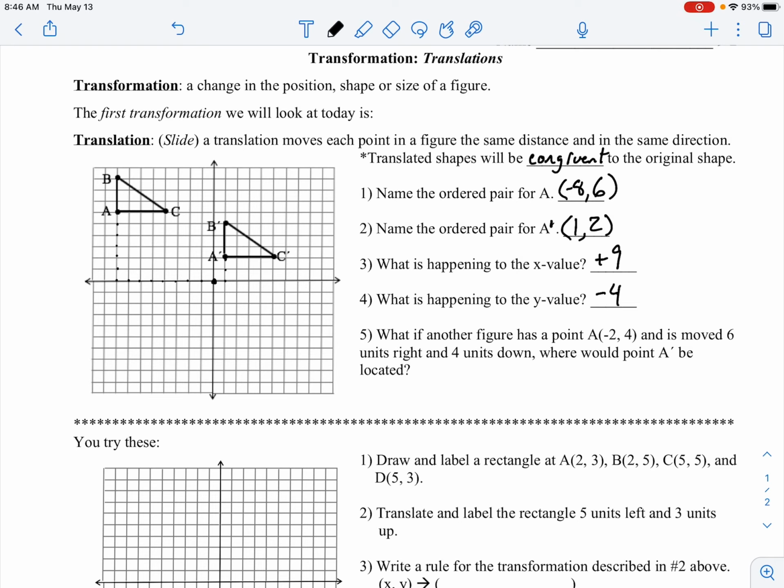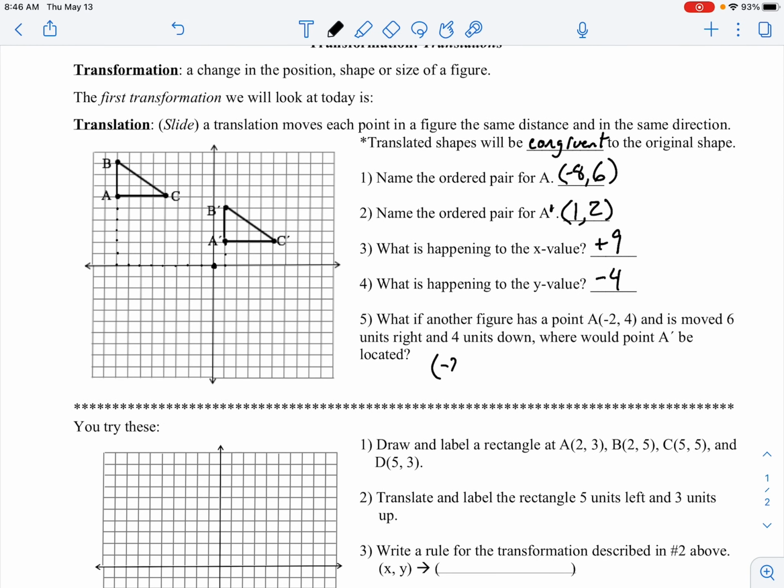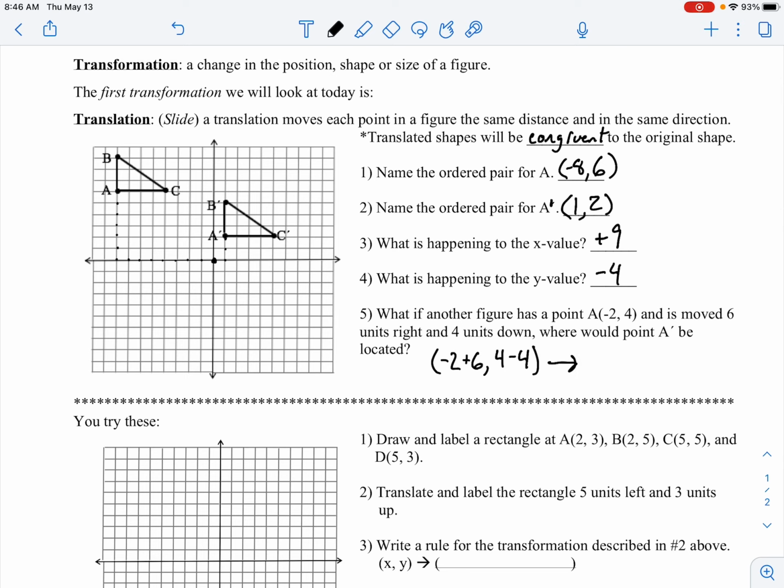So what if another figure has a point -2, 4, and it's moved 6 units right and 4 units down? Well, we can set up how that would happen. -2, and we're moving to the right 6, so +6 for the first coordinate, and then minus 4 for the second. So that would move our point to 4, 0, because -2 plus 6 is 4, and 4 minus 4 is 0. So that is where a new point would end up if it were to move like that.